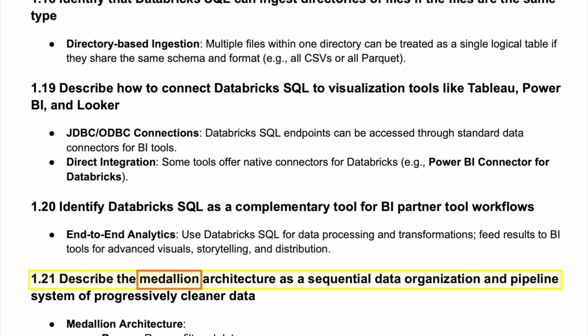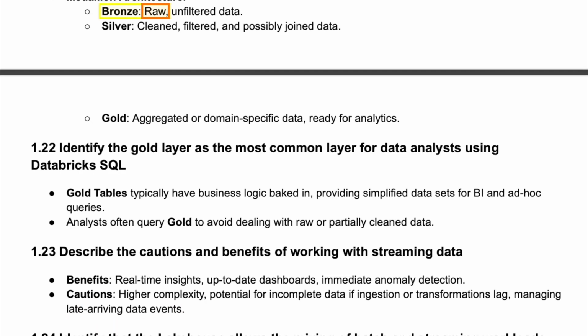1.21 Describe Medallion architecture as a sequential data organization and pipeline system of progressively cleaner data. Medallion architecture: bronze, raw, unfiltered data; silver, cleaned, filtered, and possibly joined data; gold, aggregated or domain-specific data, ready for analytics. 1.22 Identify the gold layer as the most common layer for data analysts using Databricks SQL.